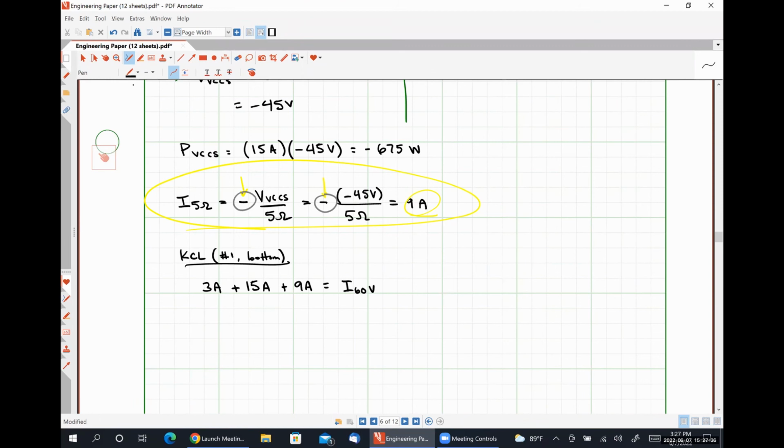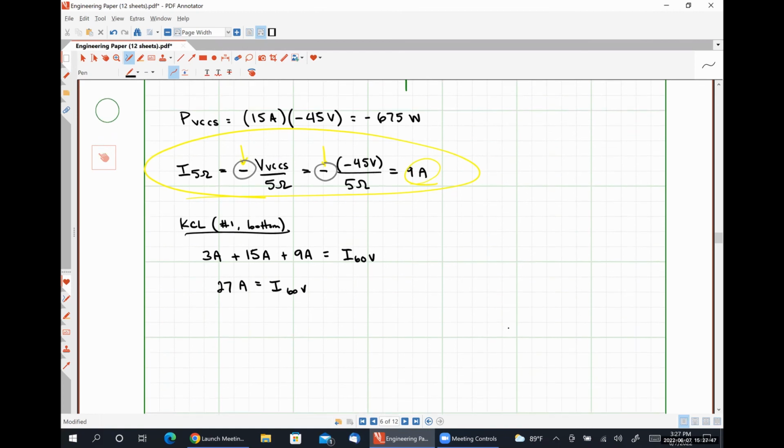So from here, we simply need to do a little bit of addition, right? So 15 plus 3 plus 9 looks like 27 to me. So 27 amps is equal to I 60 volts. From this, P 60 volts supplied is simply 60 volts times 27 amps, which comes out to be, I think, 1,620 watts.